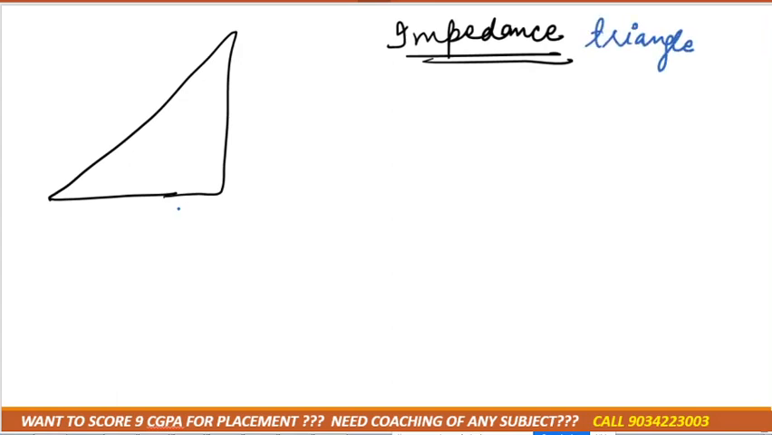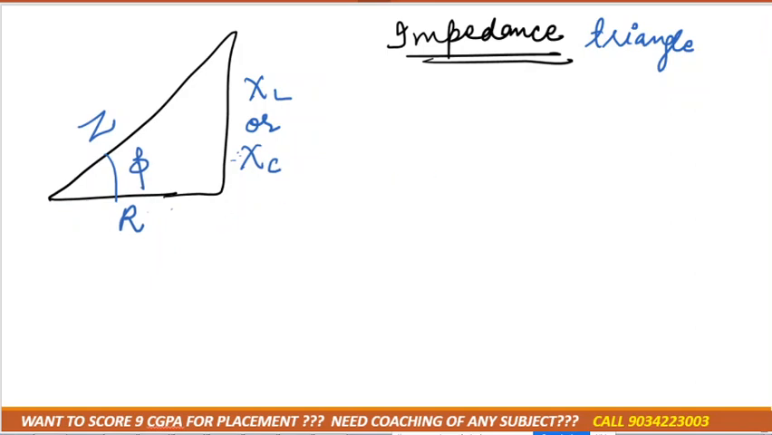In the impedance triangle, in the base we'll consider the resistor, okay, and in the perpendicular we'll consider the inductor resistance. Inductor resistance is XL, or capacitor resistance is XC, and the combination of these two would be impedance, that would be in the hypotenuse. Okay, and the angle would be phi. Clear?